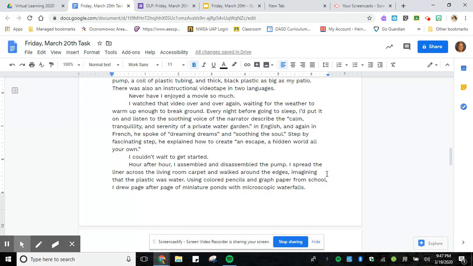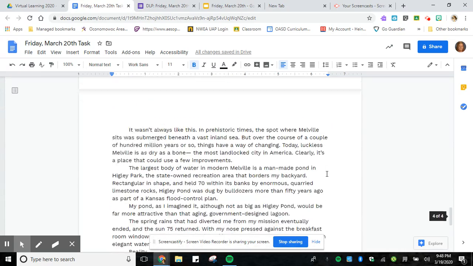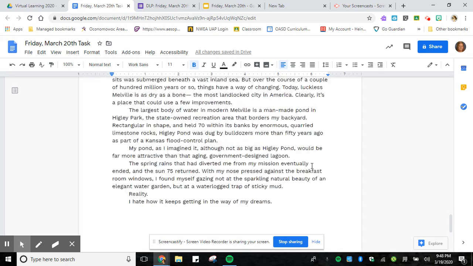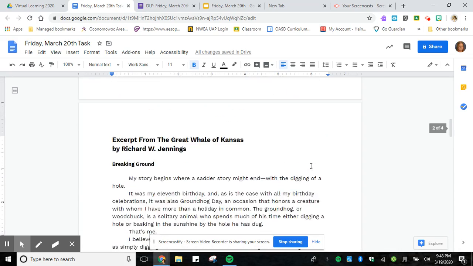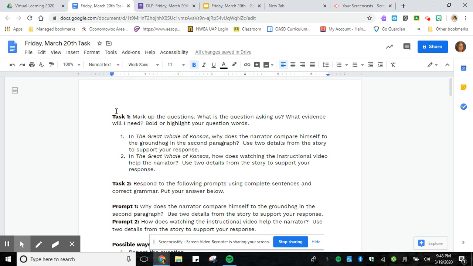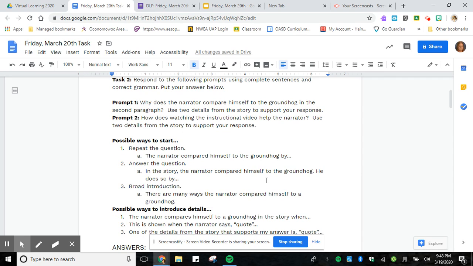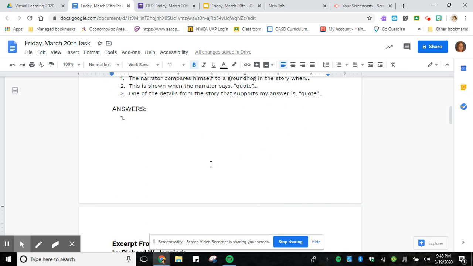Now, you're going to place your answers down here, but the nice thing is I've actually left the story at the bottom. So you can always go back to the story. If you need to highlight, annotate, whatever you need to do with the story is completely fine. But you are going to be working with this. Task 1, task 2, answer the prompts. Go ahead and put some details in there, 2 for each. And then that is all you are doing for your mini lesson today.